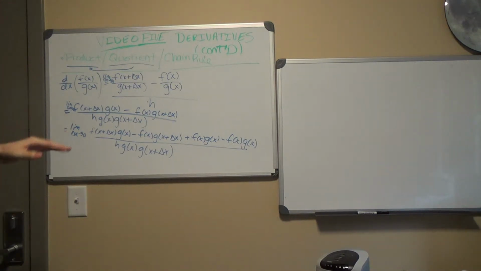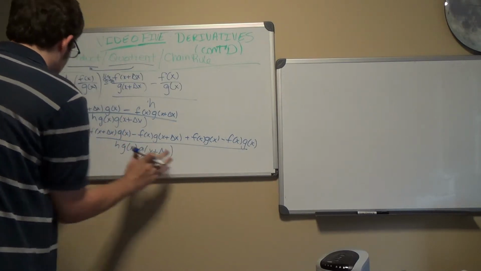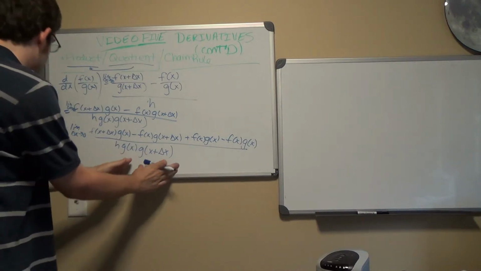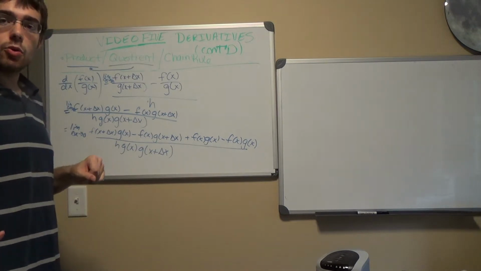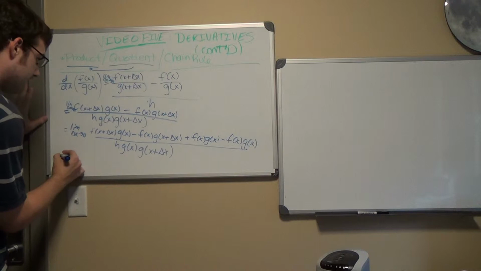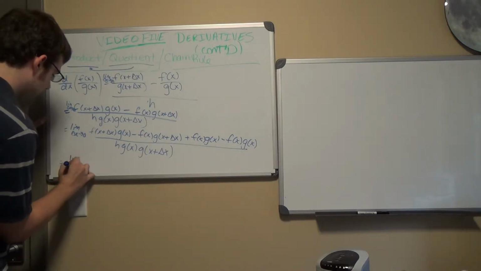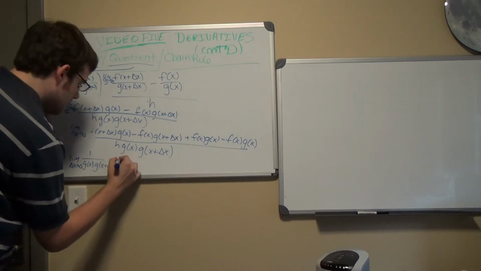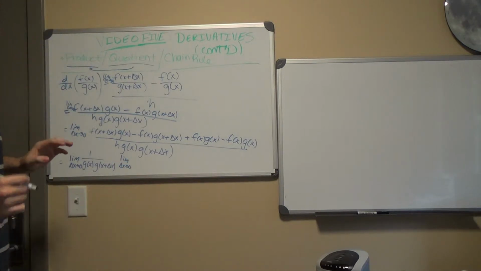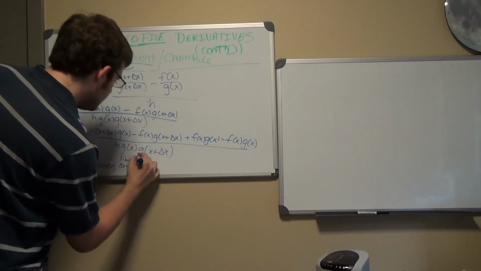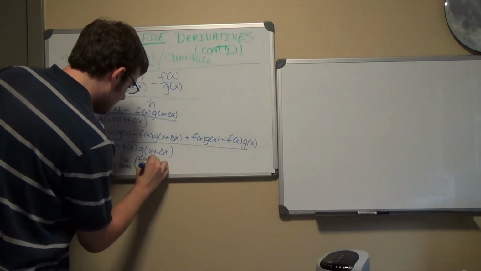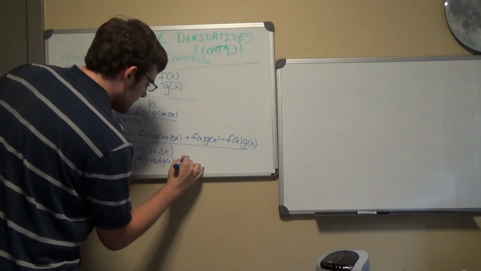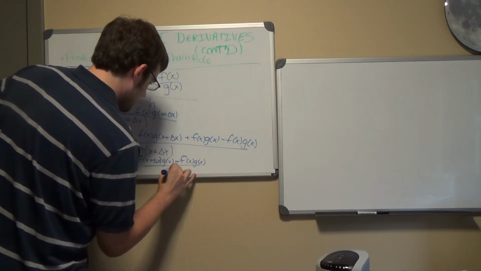Now, another thing that we can do to make this a little easier is taking this outside and making it the product of two separate limits. So I'm going to be skipping a couple steps here, and I'm also going to be rearranging the stuff in the numerator to make things a little neater. So we have limit as delta x approaches 0 of 1 over g of x, g of x plus delta x, times the limit as delta x approaches 0 of f of x plus delta x times g of x minus f of x g of x divided by delta x.